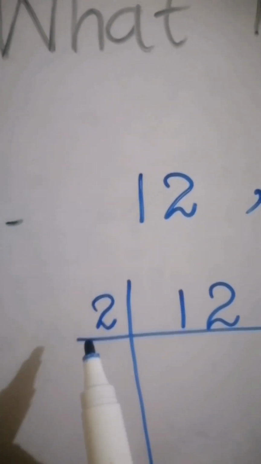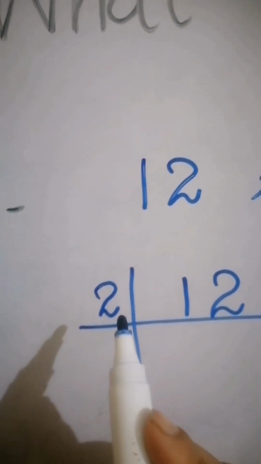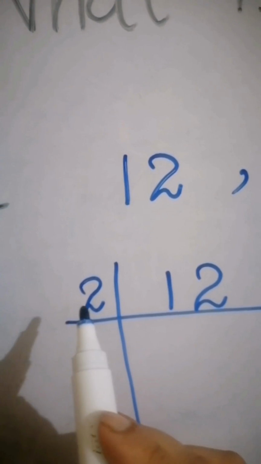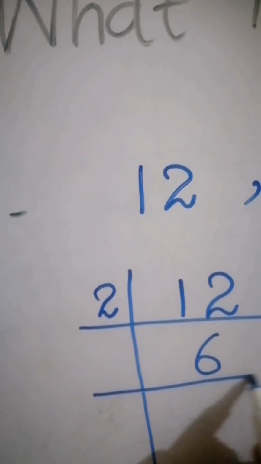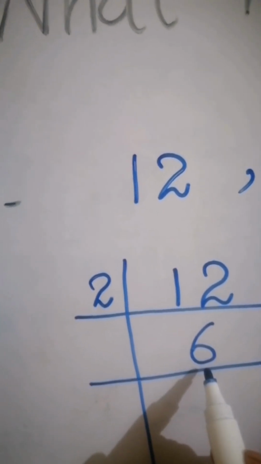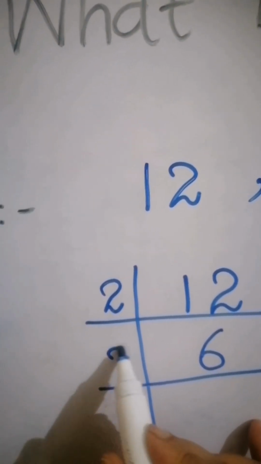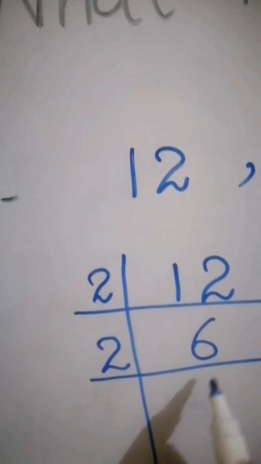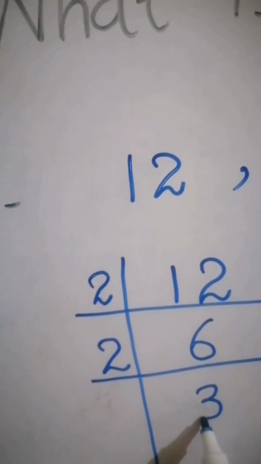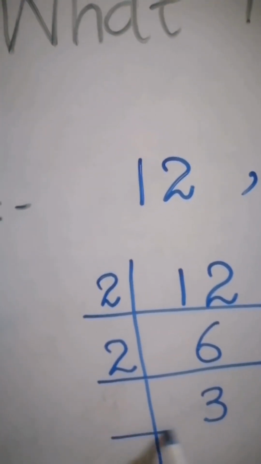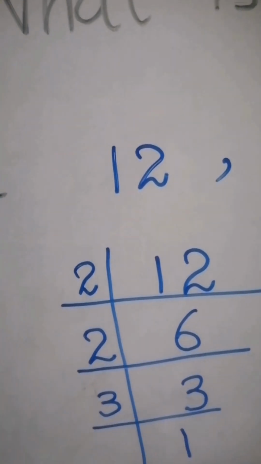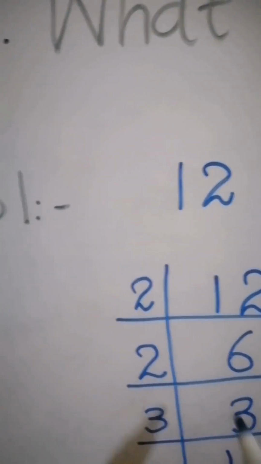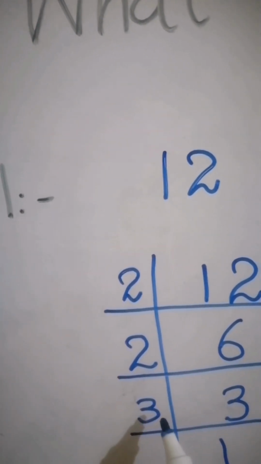Now we'll start to read the 2 times table. On which number will we get 12? Yes, 2 6s are 12. Again, we'll see that 6 is divisible by 2. So again, we'll read the 2 times table and we'll get another number. 2 3s are 6. And 3 is a prime number which is divisible by itself. So 3 1s are 3. We get 2 multiply 2 and multiply 3. These are the factors of 12.